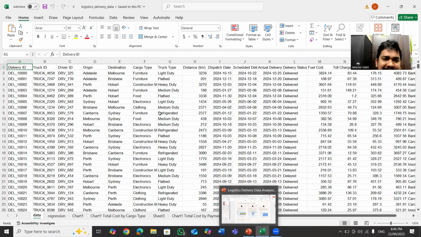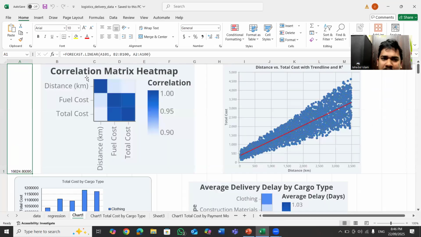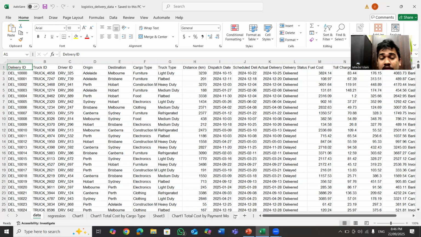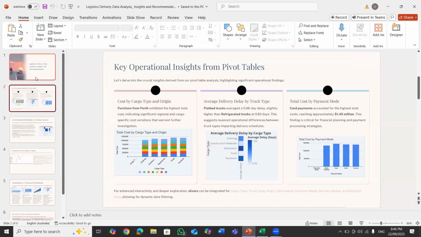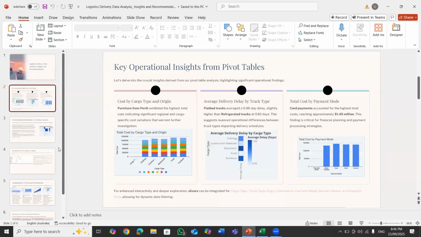So this is the Excel file we work. This is the regression, this is the correlation, this is the total growth by cargo type and all. So I'll explain one by one. And for easy understanding, so that I can explain well, I made one presentation as well, like presentation slides. So I just made some points so that it's easy to understand for everyone. And I will provide all the data sheet and the Excel file in the comment section if you want.